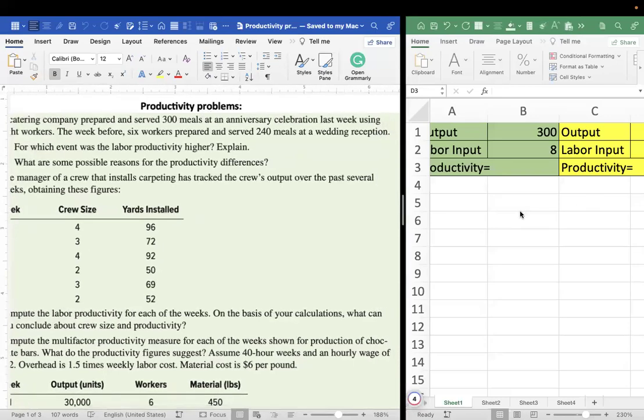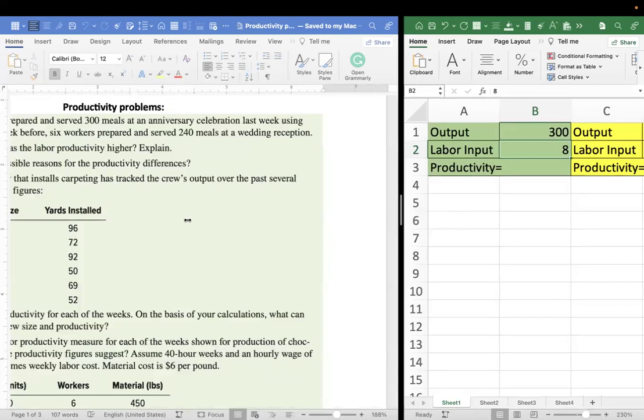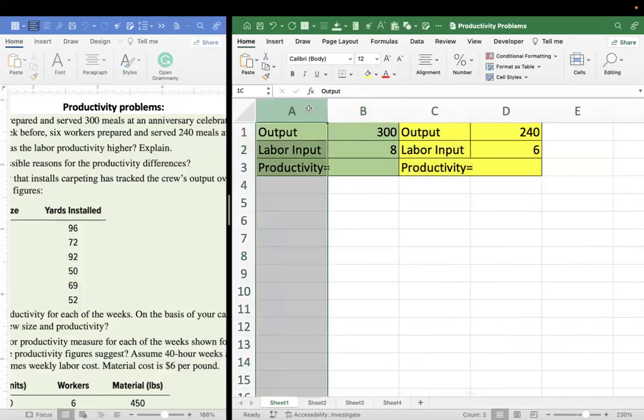Okay, so I will write it here in Excel that output is 300 and labor input is 8 people. And then there is another piece of information. The week before, 6 workers prepared and served 240 meals at a wedding reception. So a week before, they were producing 240 meals, which means that's the output, and at that time, they were using 6 workers.